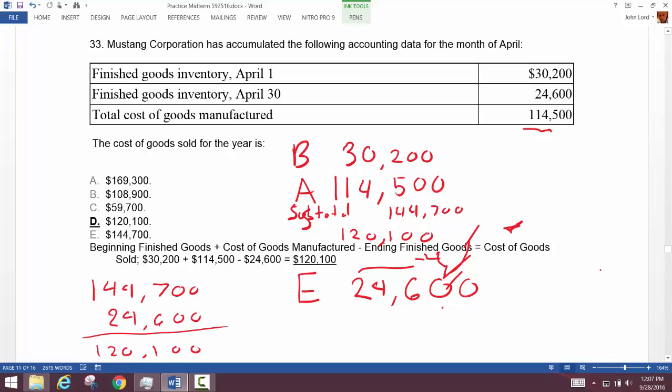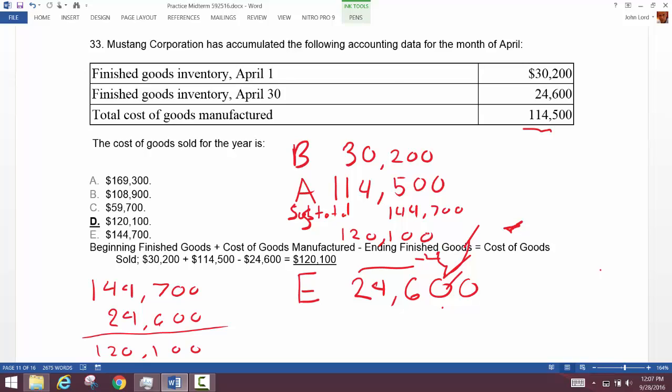700. Yeah, I'm sorry, you're right, 100. Okay, so what happens? I started out with a beginning balance in my finished goods of 30,000, right? I had the cost of goods manufactured get transferred out of work in progress into finished goods. That's the add here, isn't it? And so now I had a total available of 144,700.